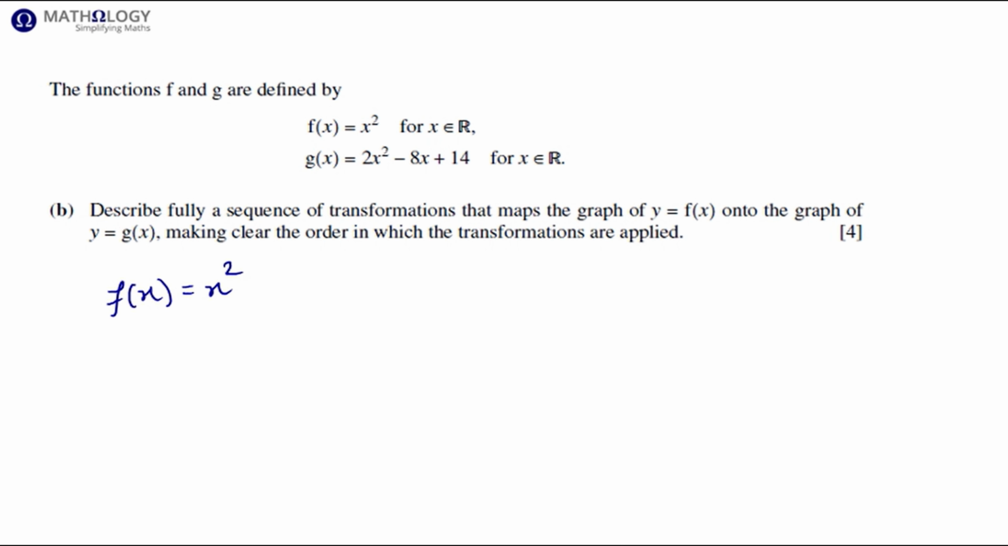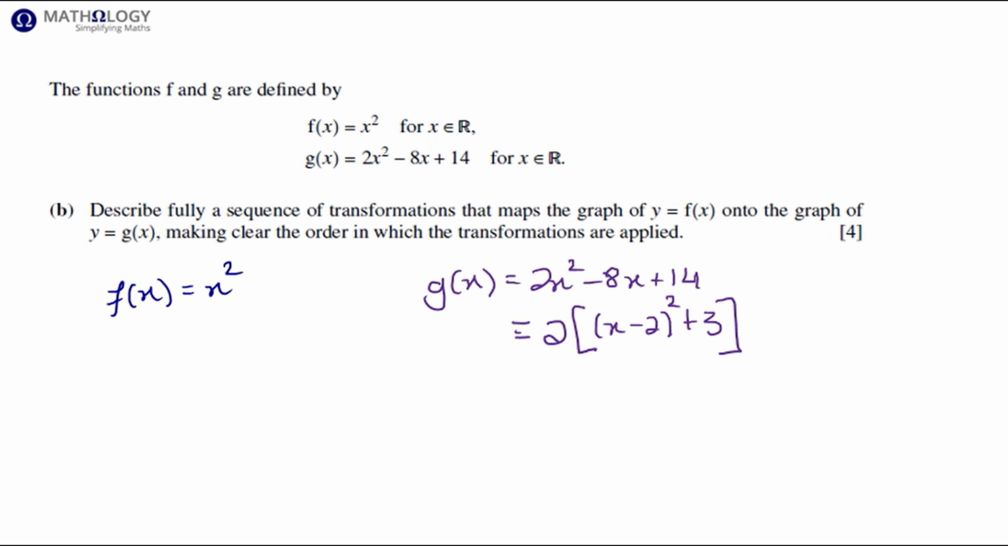So f of x equals x squared, g of x equals 2x squared minus 8x plus 14. Now, there's a reason why in the previous question we were asked to complete the square. Not explicitly, but we were asked to express the quadratic in turning point form, which was 2 times x minus 2 all squared plus 3. And that is because we are transforming the function f of x, which equals x squared, into g of x.